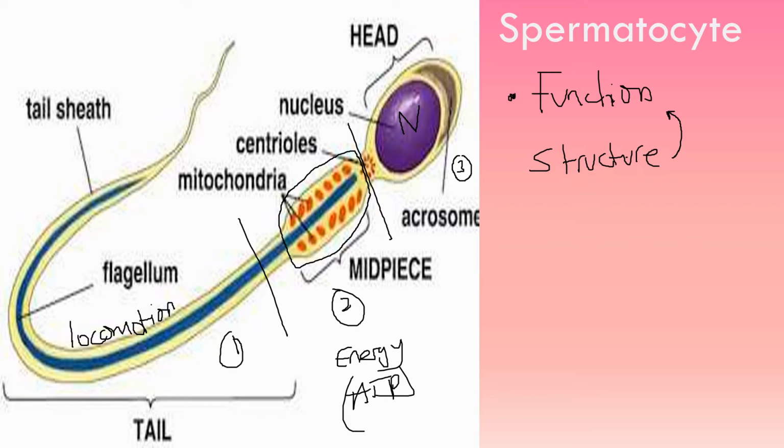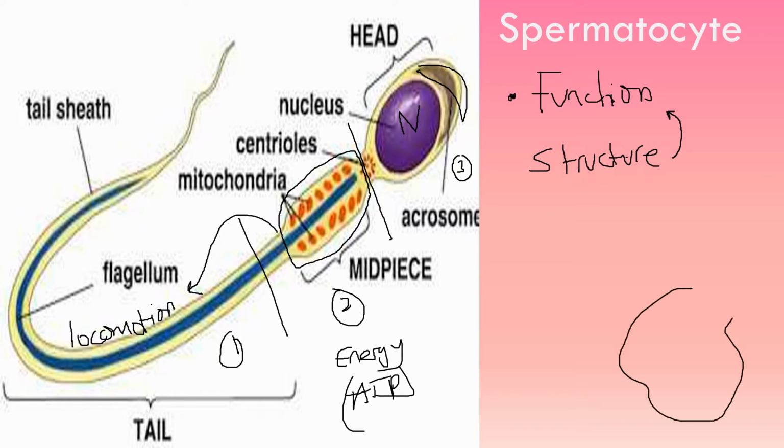Obviously, the energy is there, and a lot of it is for locomotion, so it provides the fuel for the sperm cell to go on its marathon swim, if you like. And then finally, we've got an acrosome cap on the end, and the nucleus inside the head, which makes up most of the head.